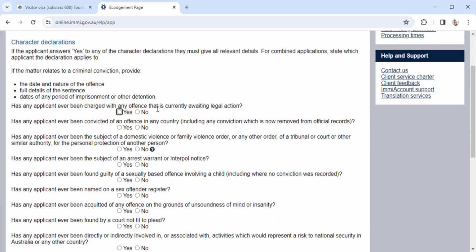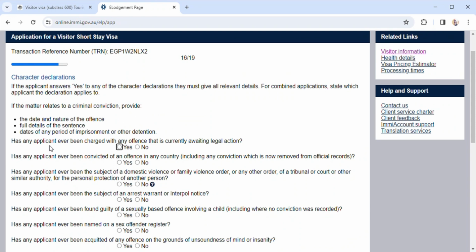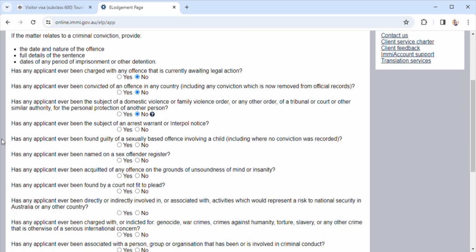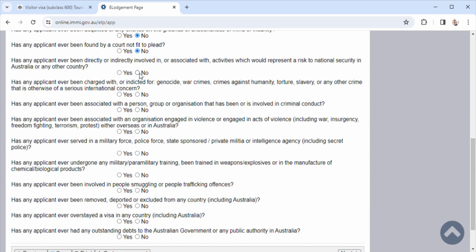So guys, we are almost there. Has any applicant ever been charged with any legal offense? You say no. Has any applicant ever been convicted? You say no. Has the applicant ever been the subject of domestic violence? No. Has an applicant ever been the subject of an arrest warrant? You say no. Sexual assault? No. Offender register? No. Fined by court? No. Here you say, has an applicant ever been directly or indirectly involved in genocide? No.